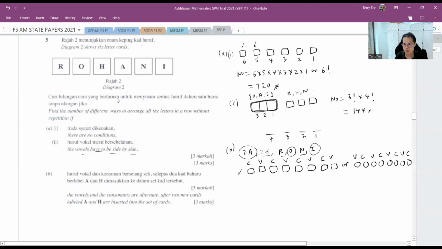Okay, coming back to this. How many consonants do you have? 4, 3, 2, 1 ways. How many vowels do you have? 4, 3, 2, 1 ways. So, but of course, you're going to multiply by 2.